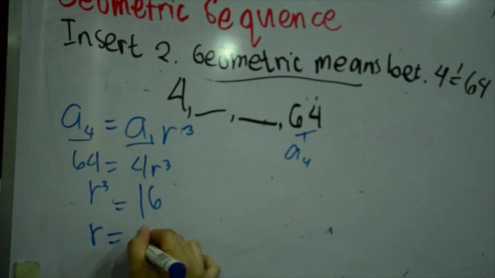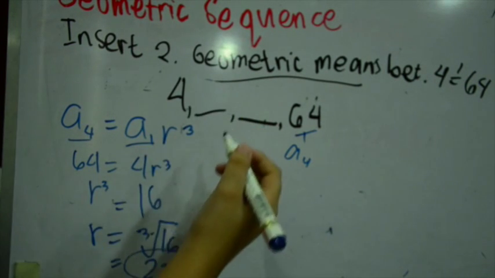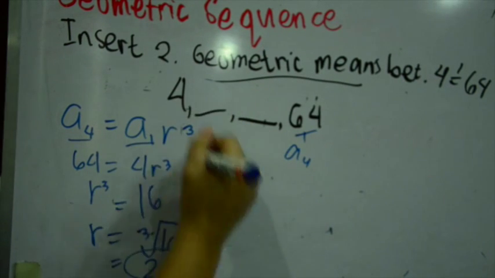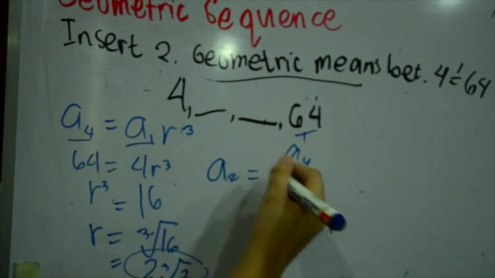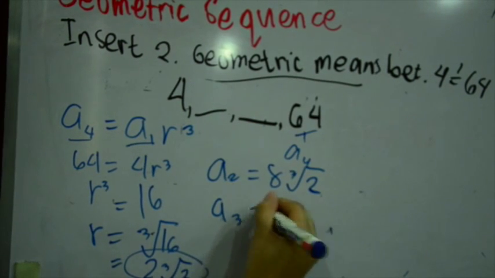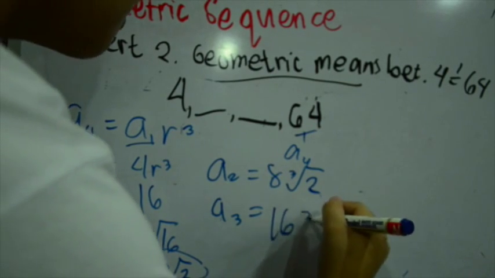And the cube root of 16 is equal to 2 cube root of 2. Now, this is our common ratio and it is not a rational number. But still, we can use it in this geometric sequence. Now, multiplying this by 4, we have a sub 2 is equal to 8 cube root of 2. And our a sub 3 is equal to 16 cube root of 4.